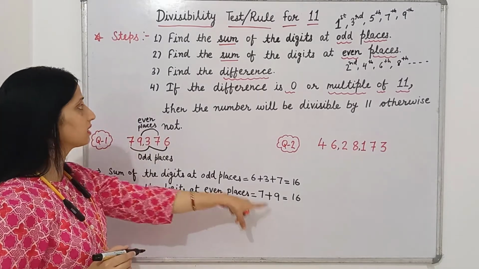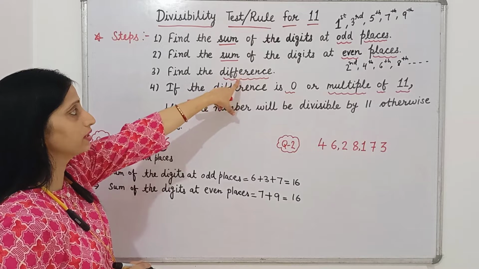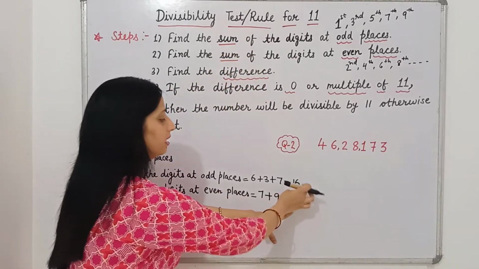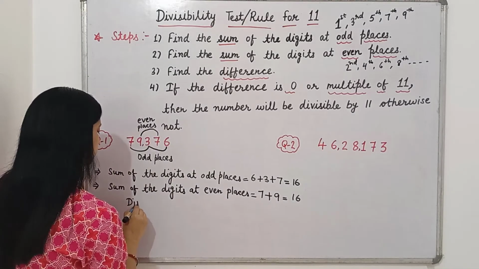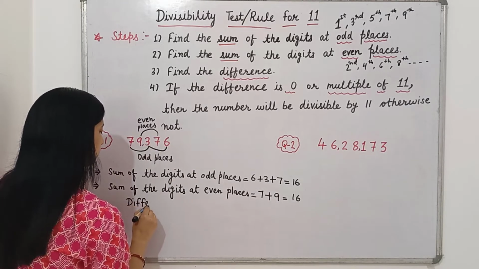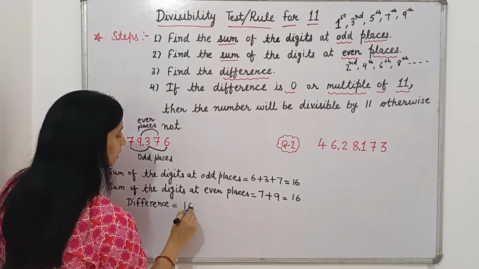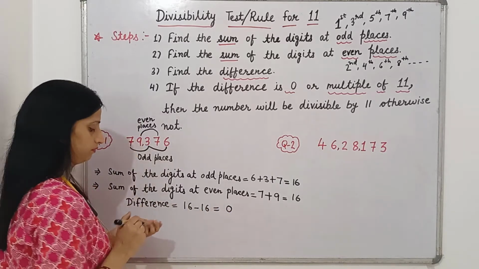Now, what is our third step? Find the difference. We have to find the difference of the sums obtained in both the steps. So we will find the difference, means we have to subtract. So write difference here. The difference is 16 minus 16, which is 0.